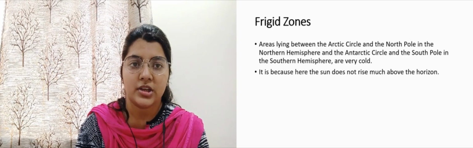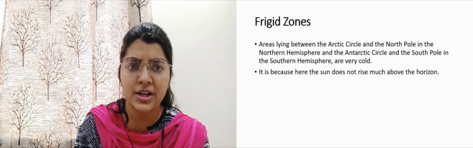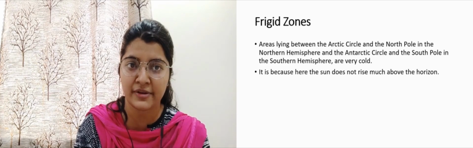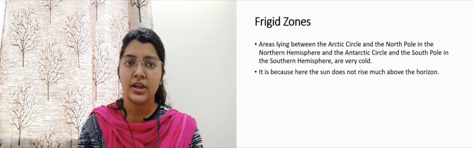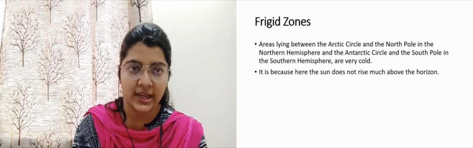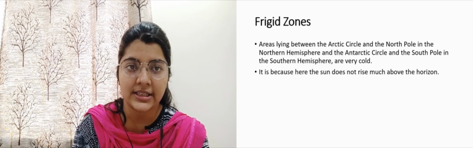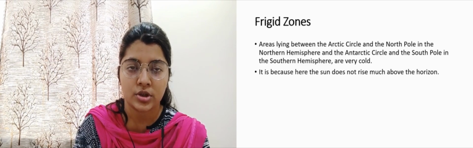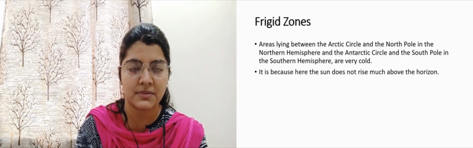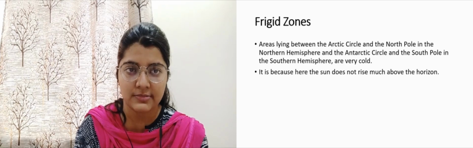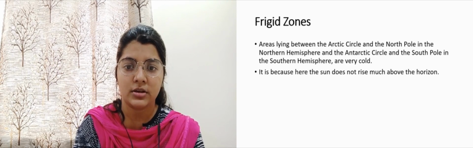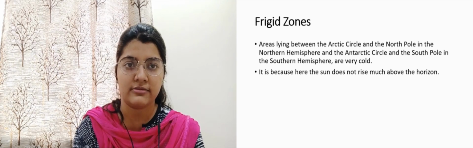So here there is minimum heat, because the sun does not rise above the horizon. This is what we understand by frigid zones, where the least heat is received. So this is what we understand by the heat zones, where there are three different zones: torrid zone with maximum heat, temperate zone with moderate heat, and frigid zone with the least heat.